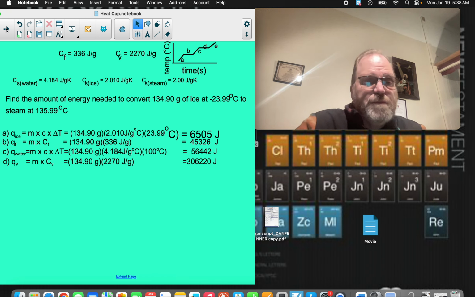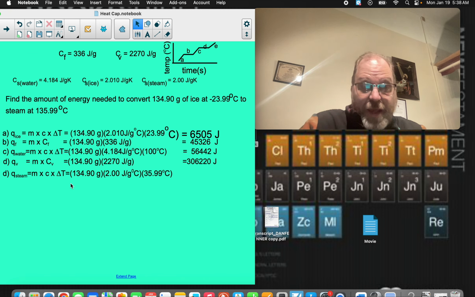Remember, we have to cut off to make 5 sig figs. The answer is in joules. Now we're at the last step, we hit the steam. So Q of steam is equal to M times C times delta T. Mass is not going to change, it's still 134.90. The specific heat of steam is 2.00 joules per gram degree Celsius. And we're going from 100 to 135.99 degrees Celsius.